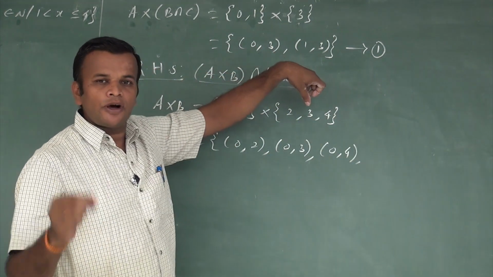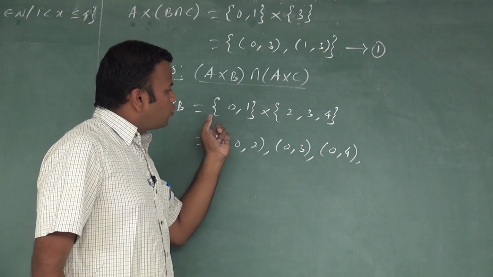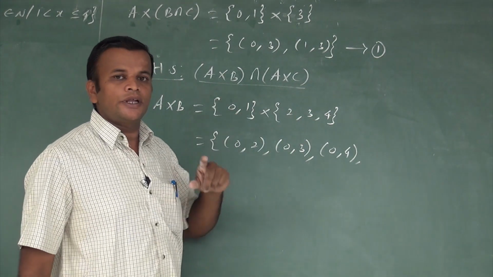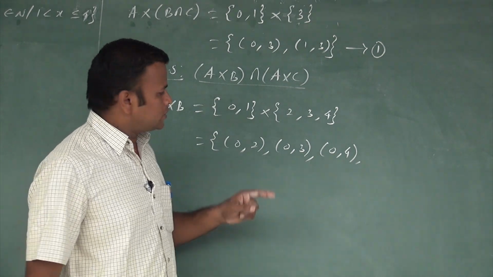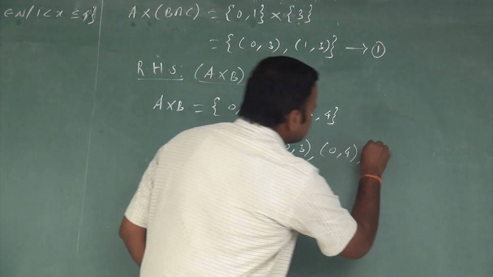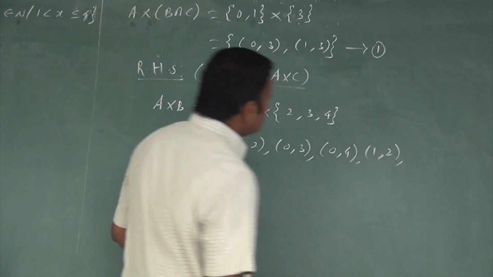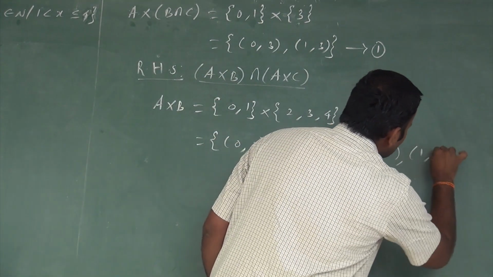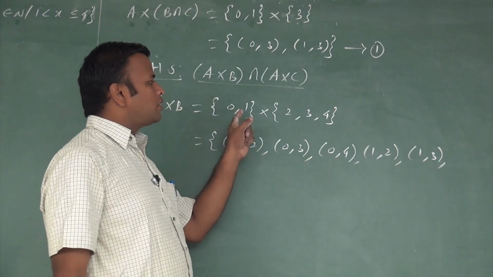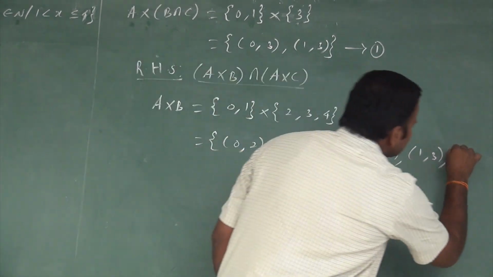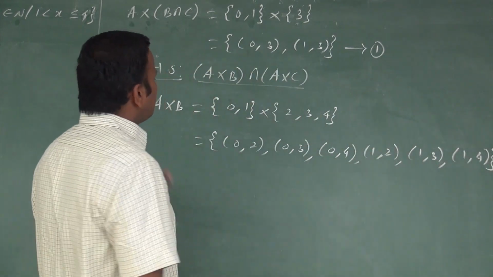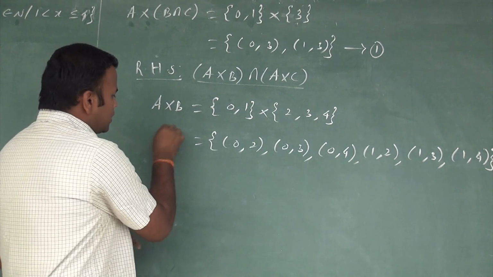What is the next possible ordered pair? We move the element in the first set and do the same work. So the next possible ordered pair is 1, 2. Next one, 1, 3. The last possible ordered pair is 1, 4. So writing all possible ordered pairs gives the value of A cross B.